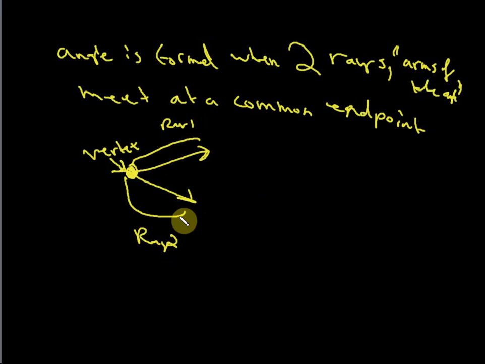So we're not just going to look at the entire ray. We're going to look at the vertex and then just the arm of the ray. The arm of the ray. What is it? Well, it's everything but the vertex.